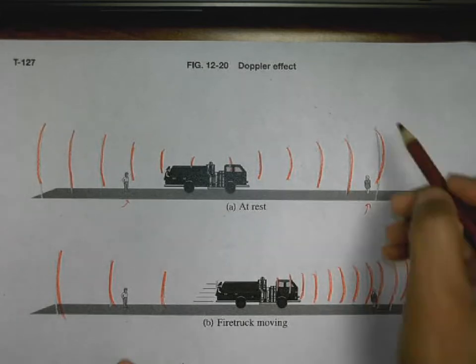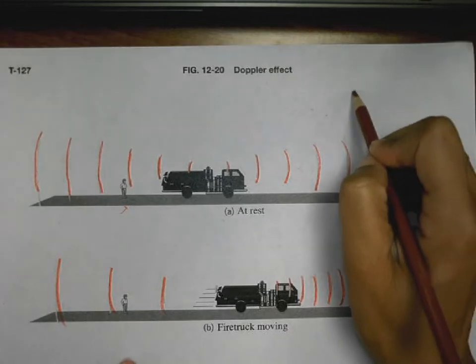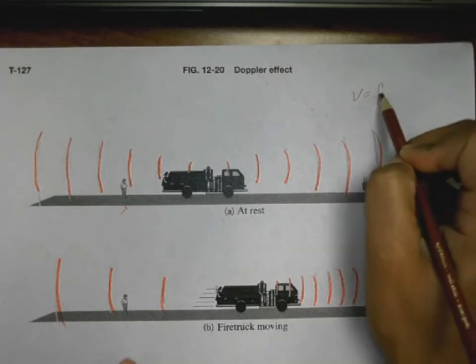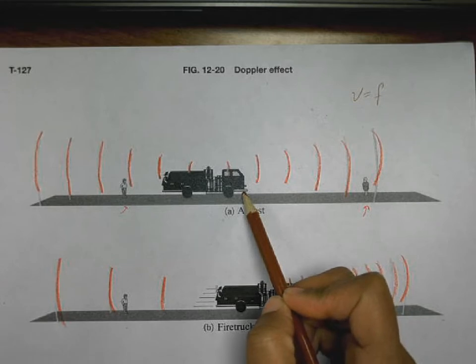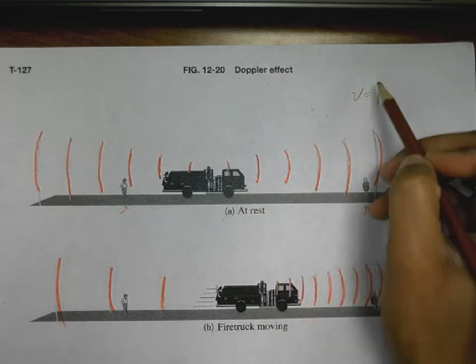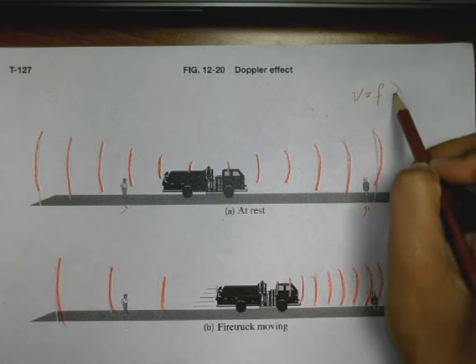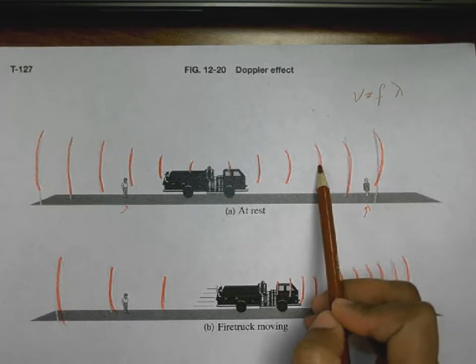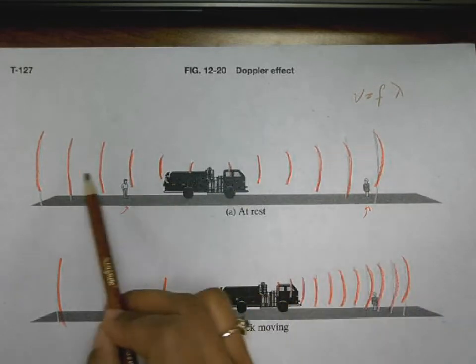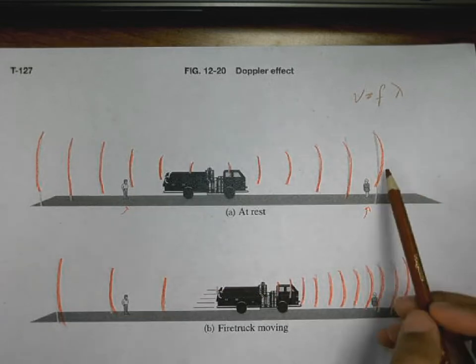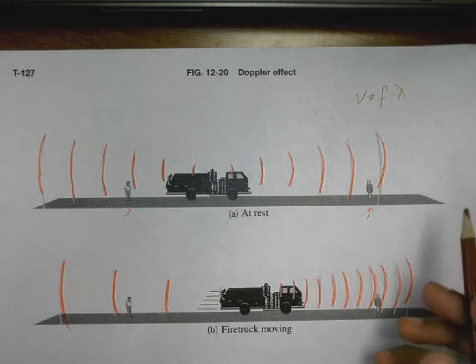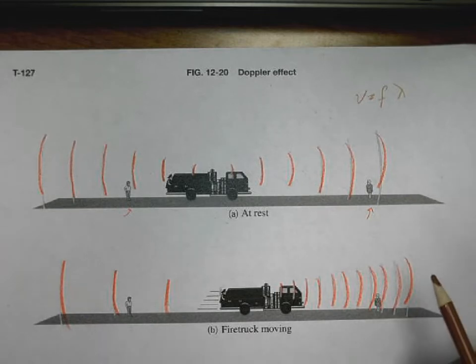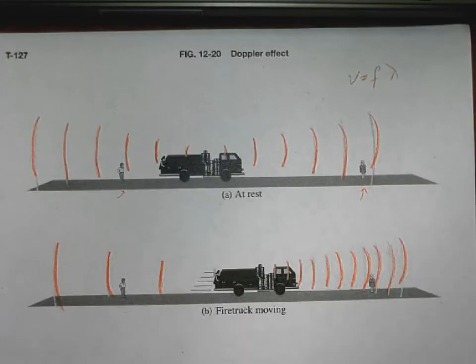Since it goes out at the same speed, if I have a set frequency being emitted by the truck, let's say 1600 hertz, then the wavelength, the distance from here to here, is all the same. So the person in front and the person in back hear the same frequency. Nothing has changed. Alright, so let's say the truck is moving.